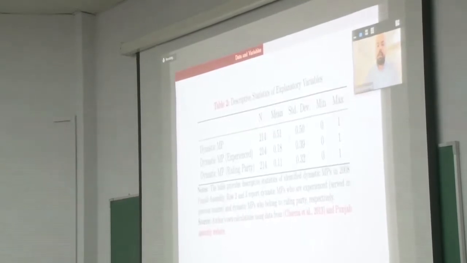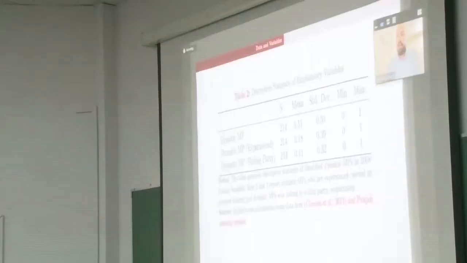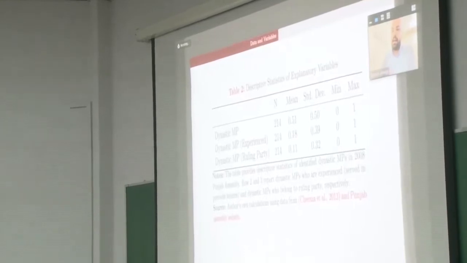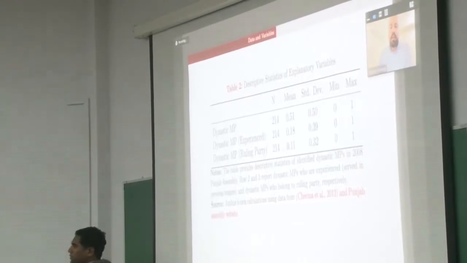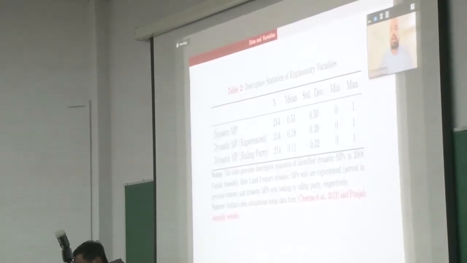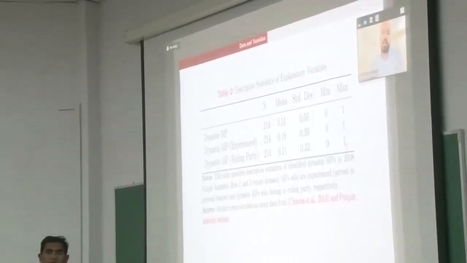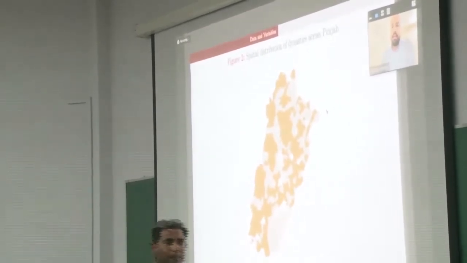So these are some basic statistics from our explanatory table, which shows that around 51% of our sample are dynastic politicians. We also calculated another variable, experienced dynastic politician, which means a dynast who has served more than one tenure in the parliament. Our third variable is ruling party dynastic MP, which means a dynast who is from the ruling party.